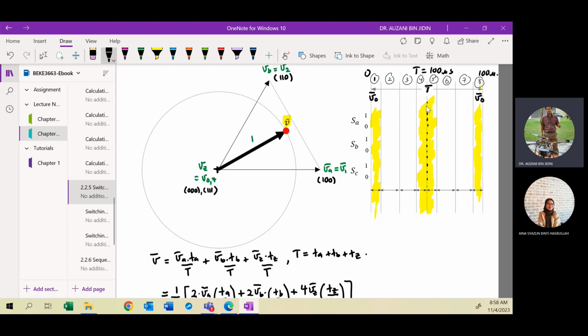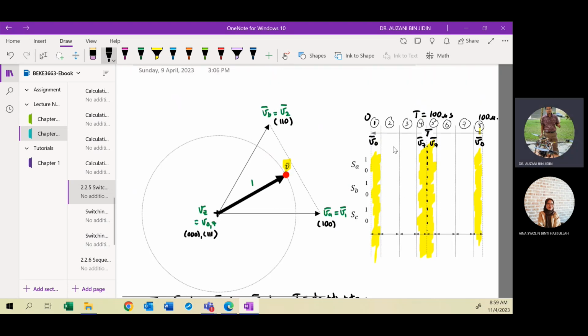In this case you also choose a 0 vector, but the vector is V7. And remember, you have 0 vectors, V0 or V7. V0, the state is 0, 0, 0. V7 is 1, 1, 1. You calculate the DQ value, then you get 0. So that's why V0 and V7 are located at the origin. Okay.